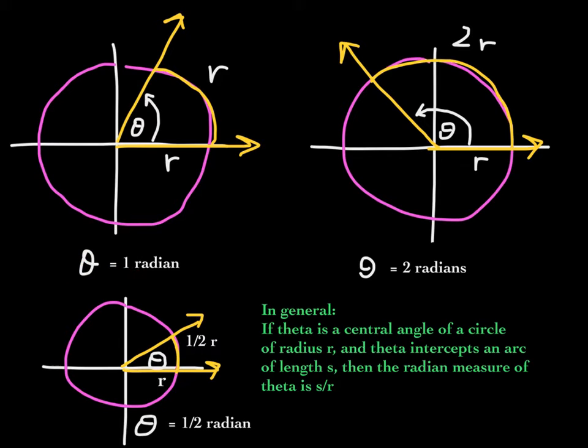Look at this. 2r, which is the arc length here, divided by r is just 2. The radian measure of theta is 2. And then finally, 1/2 r divided by r is just 1/2. So the radian measure of angle theta here is 1/2.